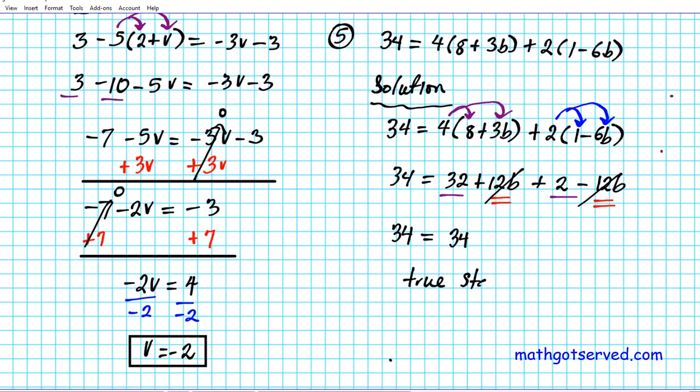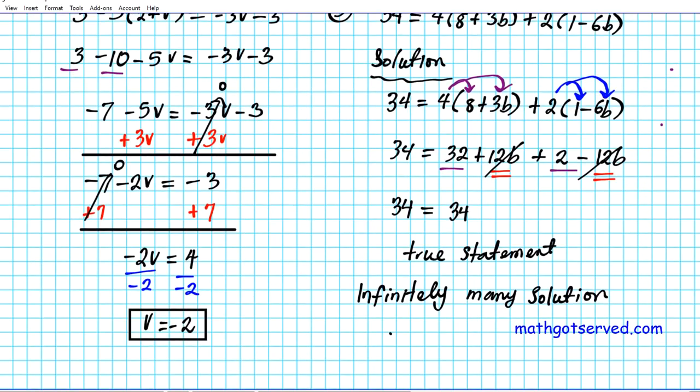So what does that mean? When you're solving multi-step equations, if the variables cancel out and you end up with a true statement, there are infinitely many solutions. What does that mean? That means in this particular case, any real number that you plug into this equation will satisfy it. So it's either infinitely many solutions, or you can say all real numbers. And that is the answer to question 5.